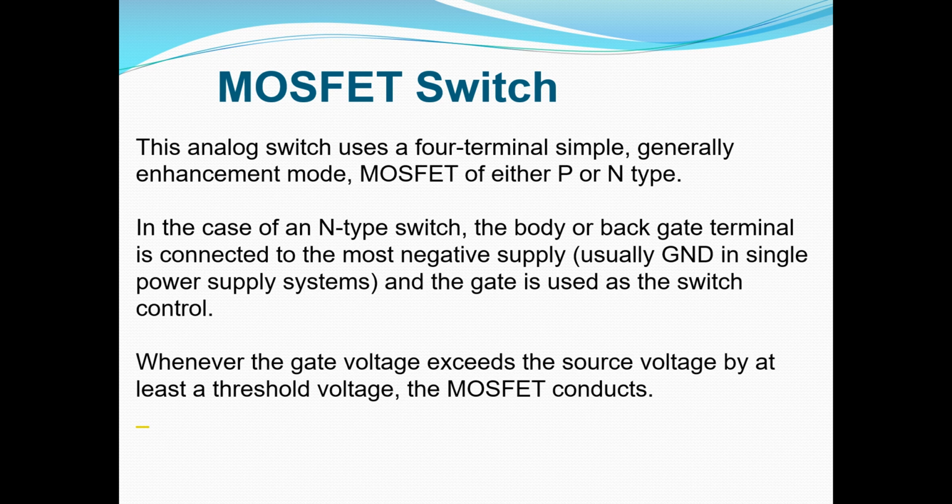Whenever the gate voltage VG exceeds the source voltage Vs by at least a threshold voltage, the MOSFET will conduct. Every transistor has a minimum voltage required to turn on. If you give some voltage, it will not suddenly turn on at that particular voltage. The minimum voltage which turns on the transistor is called the threshold voltage. Once this threshold voltage has been reached, the transistor will be conducting.